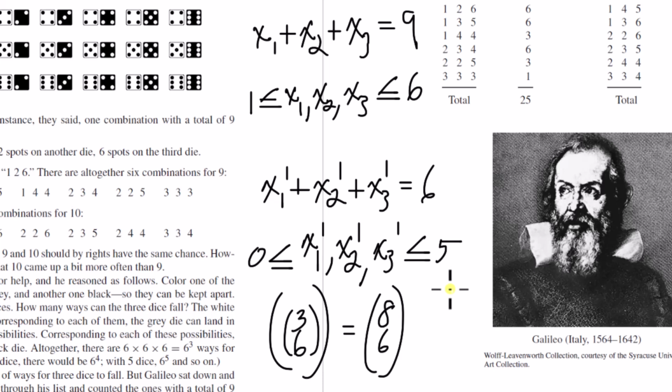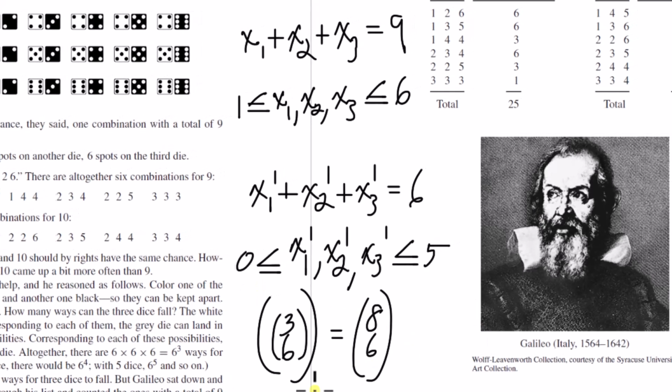But then you need to use the A union B union C formula to subtract out the scenarios where just one of the bins has 7 or more in it. For this new problem, this 8 choose 6 includes counts like x1 prime is 6, x2 prime is 0, x3 prime is 0. It includes counts where x2 prime is 6, x1 prime is 0, x3 prime is 0. So you need to subtract out those cases.